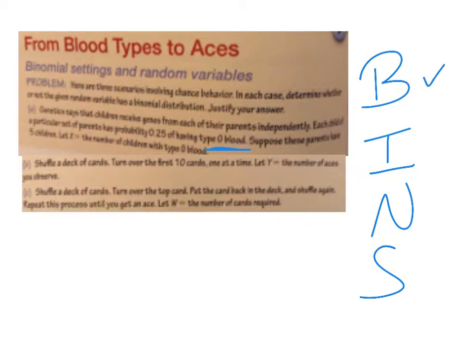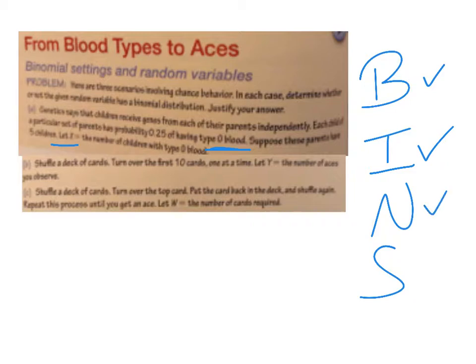So it meets the BINS criteria. For Independence: does the outcome of the blood type of one child impact the outcome of the next child? No, it does not. So these trials are independent from one another. N: do they have a set number of trials? Yes, they're going to have 5 children. So there's a set number of trials there.